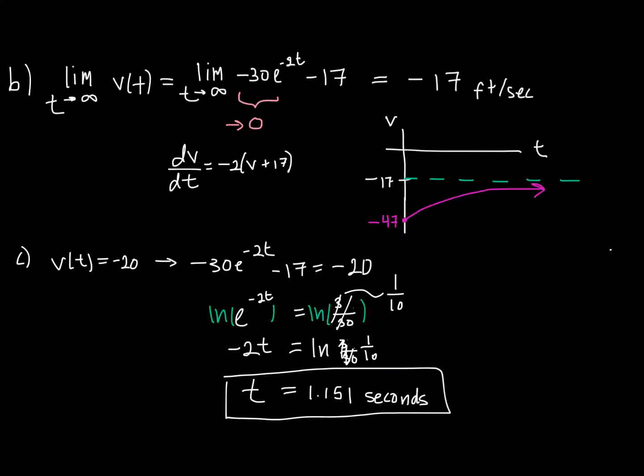And then I can take the natural log of both sides, and that's going to leave me with negative 2t on the left, and on the right I have natural log of 1/10. Note here, natural log of 1/10 is natural log of 1 minus natural log of 10, and natural log of 1 is 0. So on the left I have negative natural log of 10, and then I'm going to divide by negative 2. So a negative divided by a negative would be a positive, so I'll have natural log of 10 divided by 2, and that's going to leave me with 1.151 seconds. So that is the time when my velocity is at a point where it's safe to land.